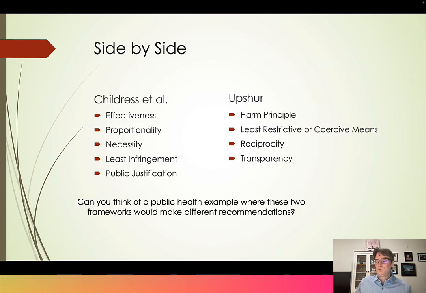All right. So to wrap up, it's helpful to put Childress and Upshur side by side and think about how they're different and how they're similar. Let's start with the similarities. The most straightforward similarity is that the least infringement criterion on Childress's side and the least restrictive or coercive means criterion are very similar. They're both saying, look, if there's a way to do this policy, this intervention, that is less restrictive of people's freedoms but achieves the result you're aiming for, then do that instead.